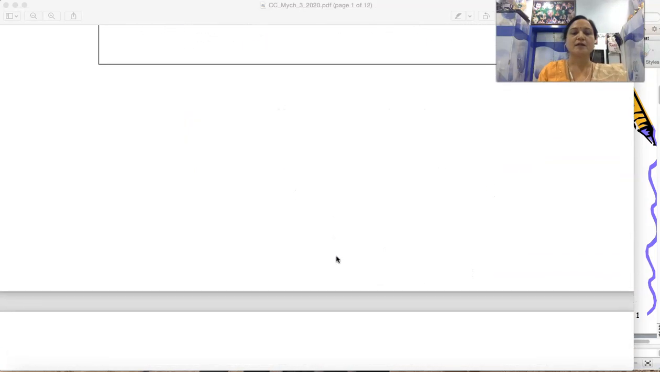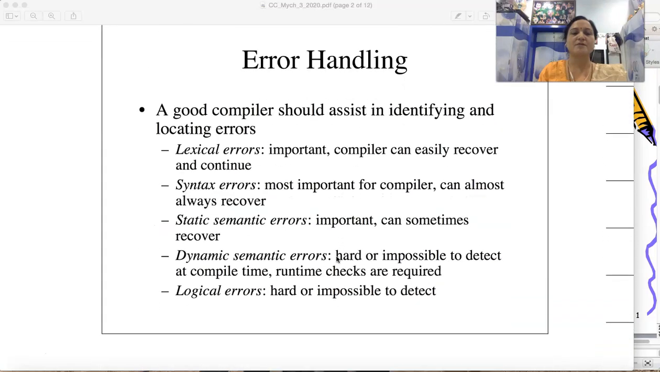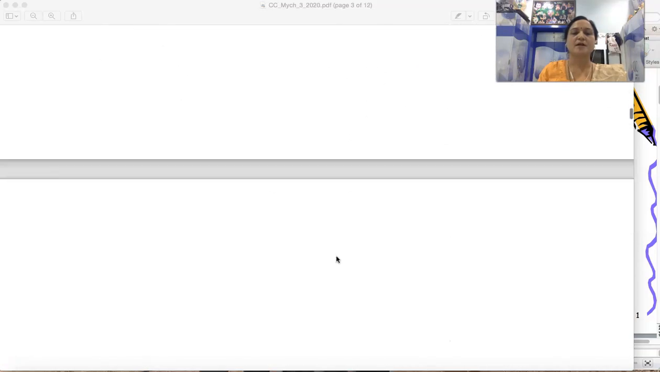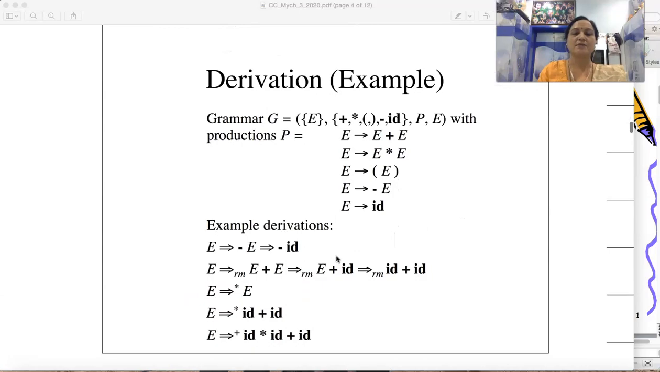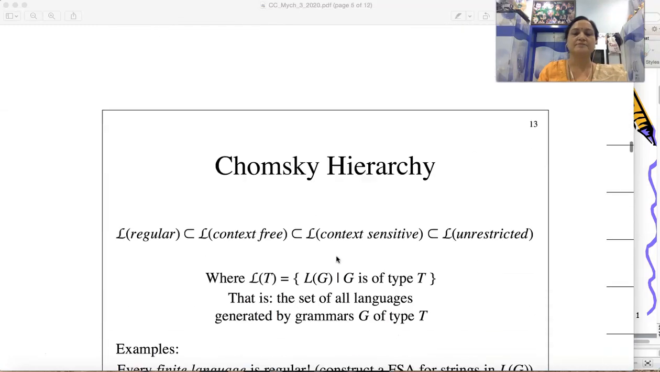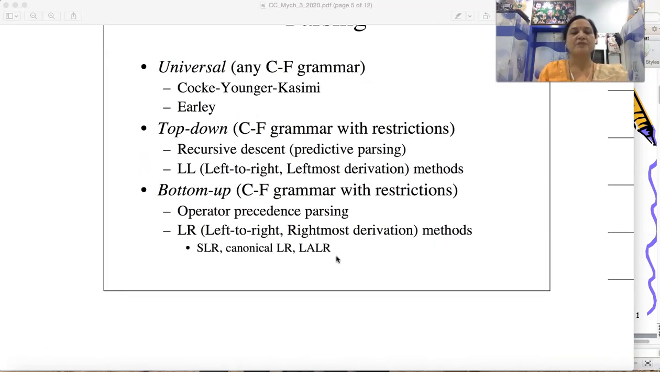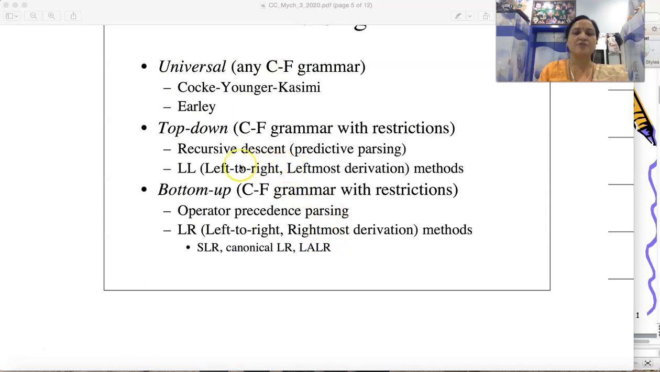Now we know that there are two types of parsers. The first one is the top-down parser and the second one is the bottom-up parser. There are two types of top-down parsers. The first one is recursive descent parsing, which uses recursive procedures to perform predictive parsing, and the second one is LL parsing. Here the first L stands for reading the source program from left to right, and the second L stands for use of leftmost derivation.